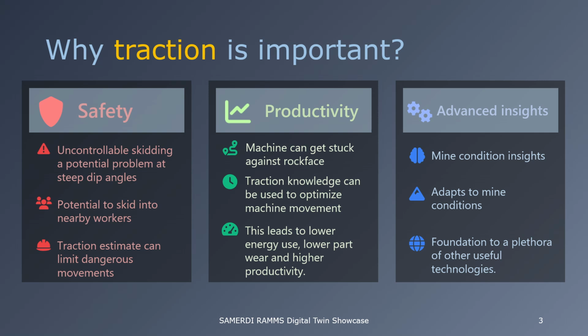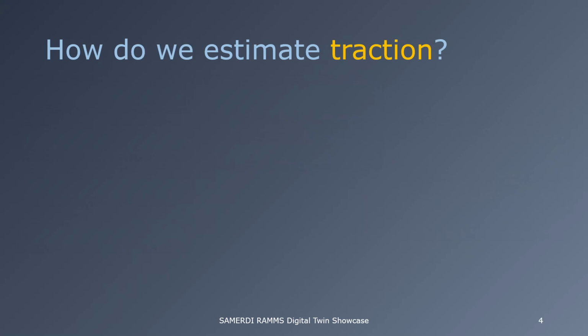Furthermore, if we have traction estimates, this allows us to develop smart algorithms that can adapt to mine conditions. Essentially, what we're doing here is trying to infer some information, in this case traction, about the terrain, which we can then feed as an input to different algorithms and essentially turn them into terrain adaptive algorithms. And generally this just lays the foundation for a plethora of different technologies we can build off of. So now the more important question becomes, how do we estimate traction?